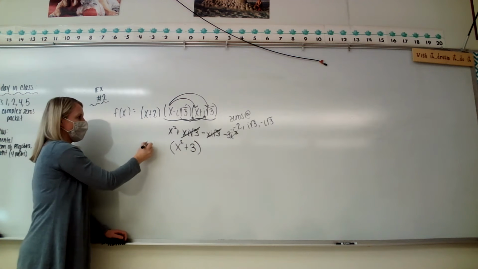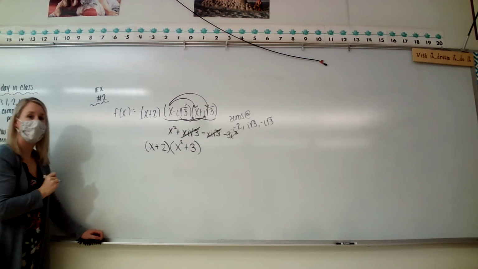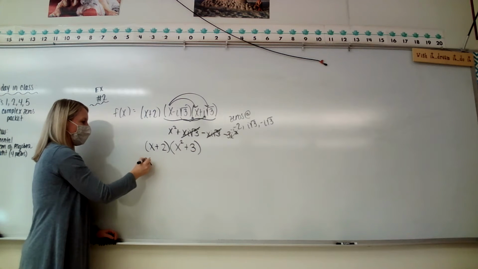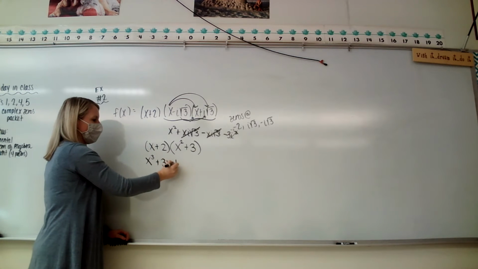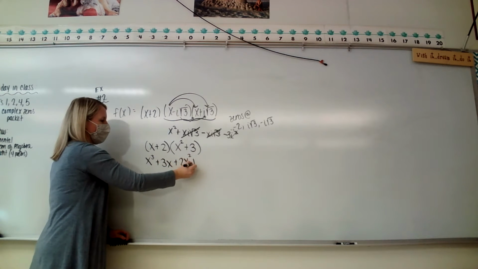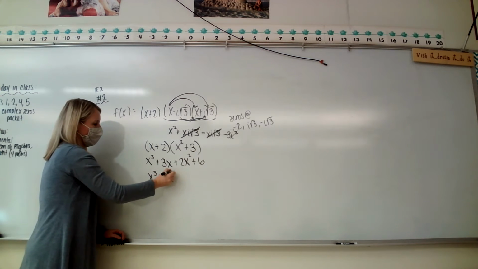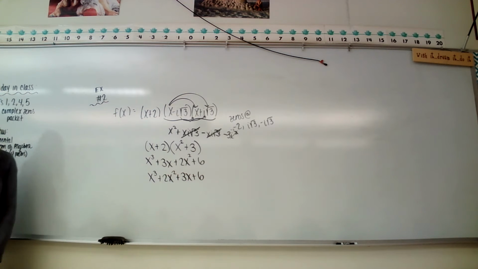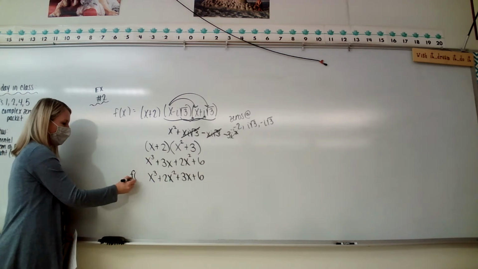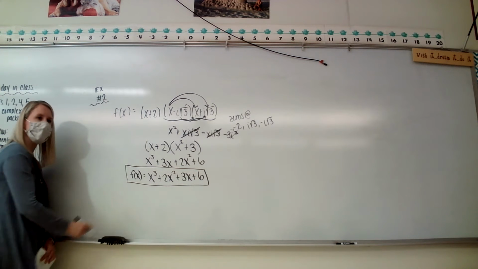And then remember, now we're going to multiply that by x plus 2, and see what we get. So when we distribute, I'd get x cubed plus 3x plus 2x squared plus 6. I am going to put that in standard form. f of x equals x cubed plus 2x squared plus 3x plus 6. And that would be your polynomial equation in standard form.